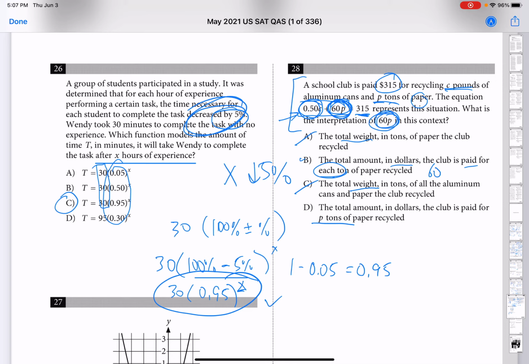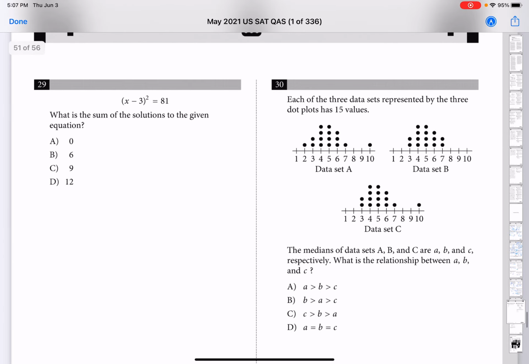So it's going to be the total amount paid for P tons of paper. So 28 should be D. Okay, we're going to move on to question number 29 now.